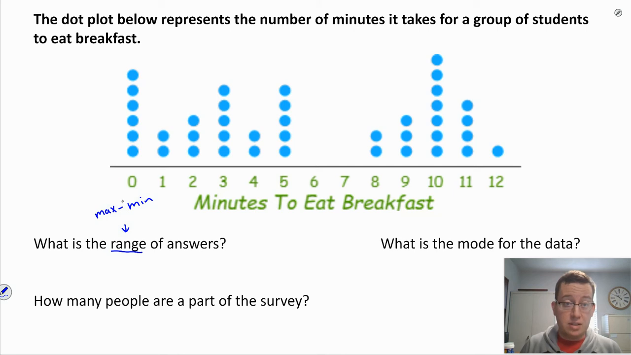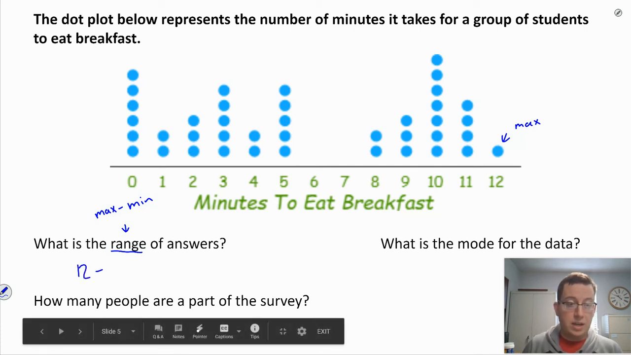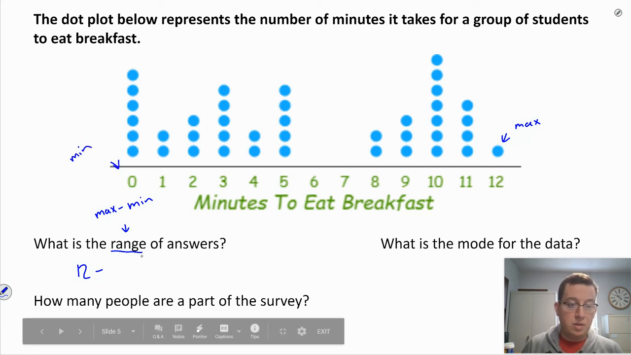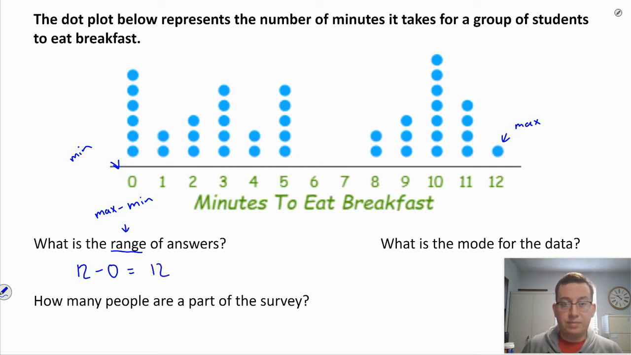All I have to do here is look at my dot plot and say, okay, there's my max. The most it took somebody was 12. So that's 12 minus my minimum, which is 0. There's my min. So minus 0. So my range of answers here is 12. That's it. It's just 12. So the biggest minus the smallest, not too bad.